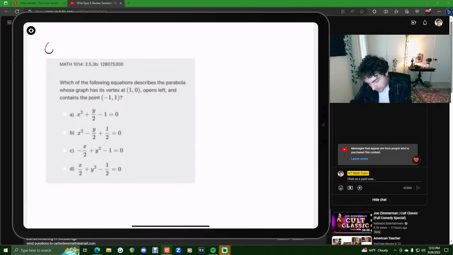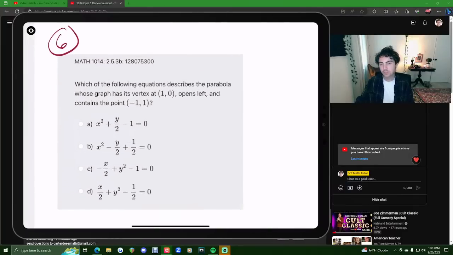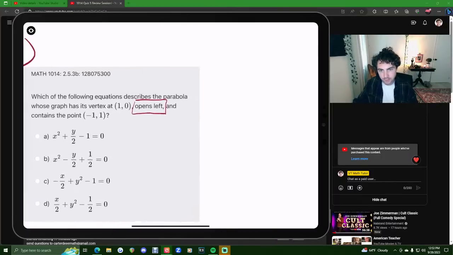that was number 5. Here's number 6. Number 6 says, which of the following equations describes the parabola whose graph has its vertex at 1, 0, opens left, and contains the point blah blah blah? I'm going to say ignore everything except for opens left. Let's talk about this a little bit.